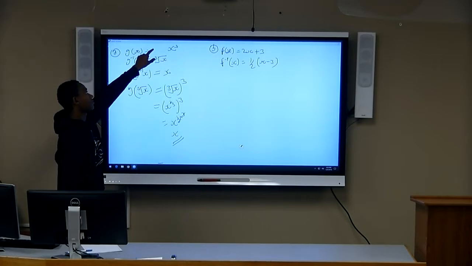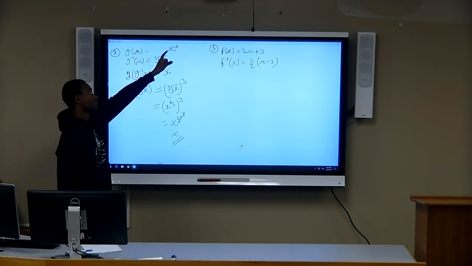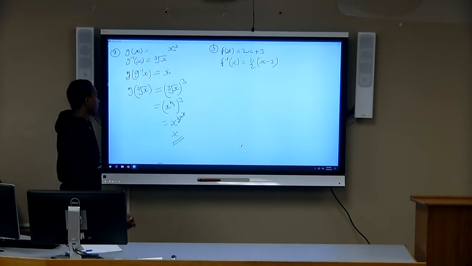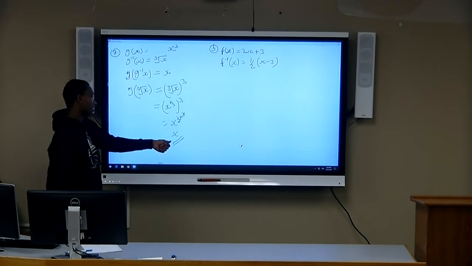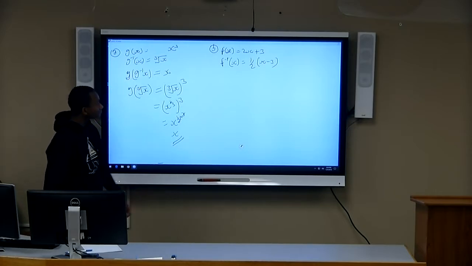I wrote out the other one wrong. I put the square root of x instead. The question is x cubed. So this thing is right. g of x is the inverse of the function, so we get exactly x, which means it's right.